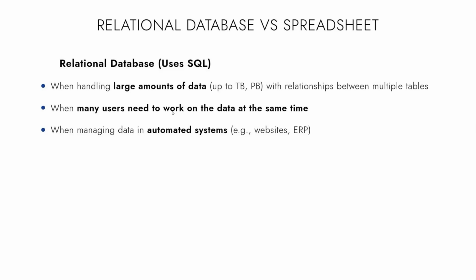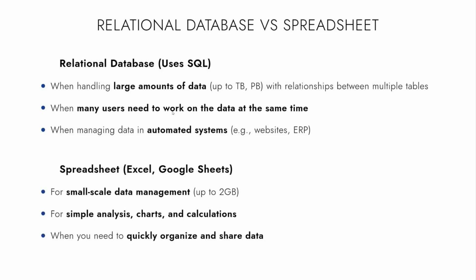Last one is managing data. You can do it in automated systems, like a website and ERP. Some of those things are really nice to have in a relational database. A spreadsheet, like I've been saying, is really for small scale data management.